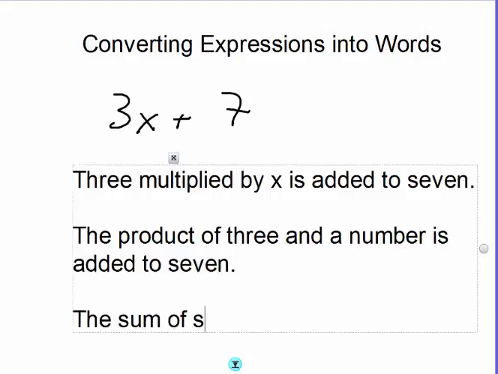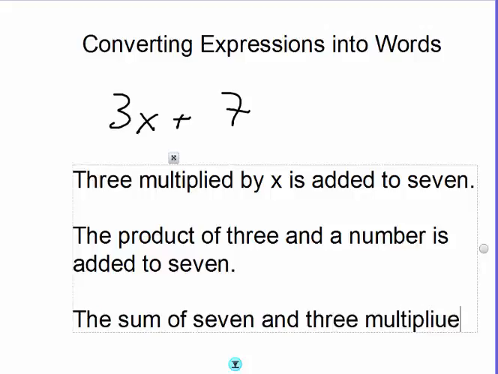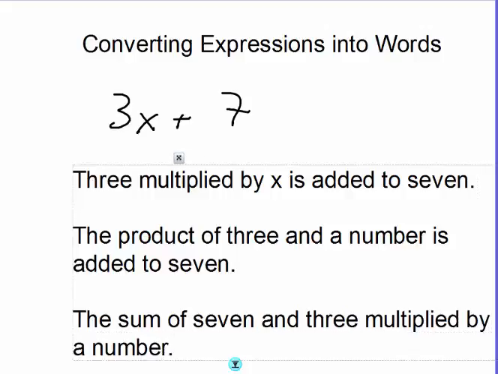Or you could say the sum of 7 and 3 multiplied by a number. Because again, the sum implies that there's addition. So this is saying that there's the sum of a 7 and 3 multiplied by a number, aka 7 plus 3x or 3x plus 7. So there's a bunch of different ways you could convert these. If you give me any of these three, that is perfectly fine with me, as long as I can read your English and regurgitate the algebraic expression we started with. Okay? So let's try another one.